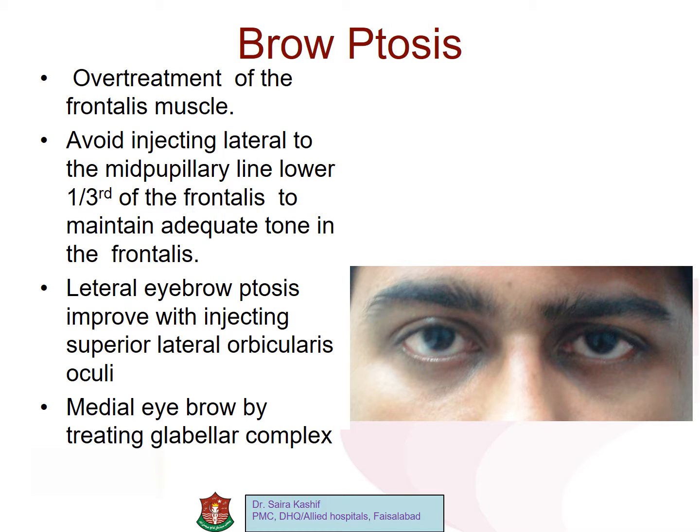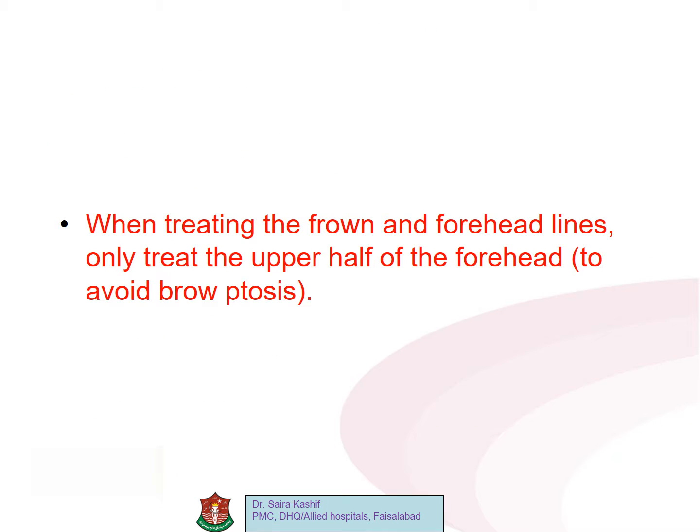But we can correct it by injection into the superior lateral part of the orbicularis oculi, and the medial eyebrow can be raised by treatment of the glabellar complex. So when you are treating both the frown lines and the forehead lines, only treat the upper part of the forehead. Why so?